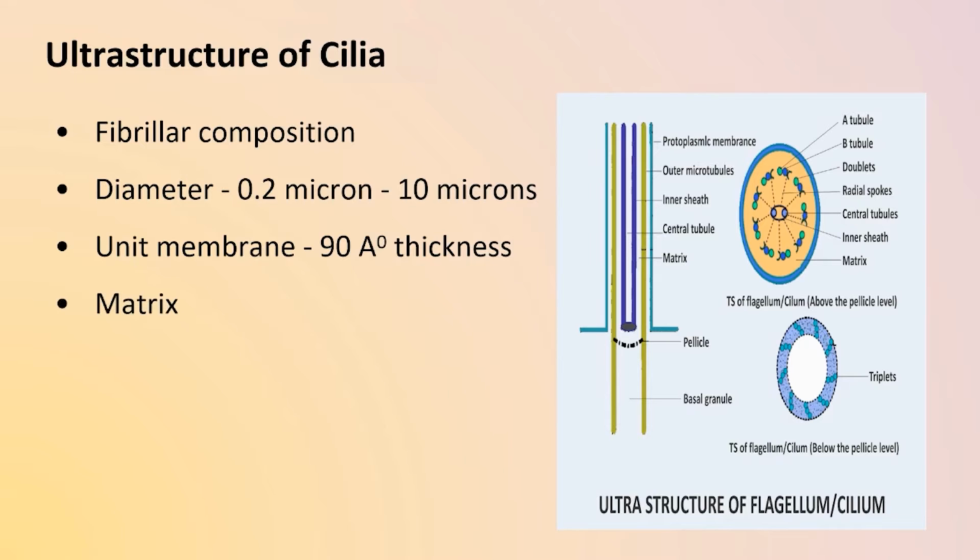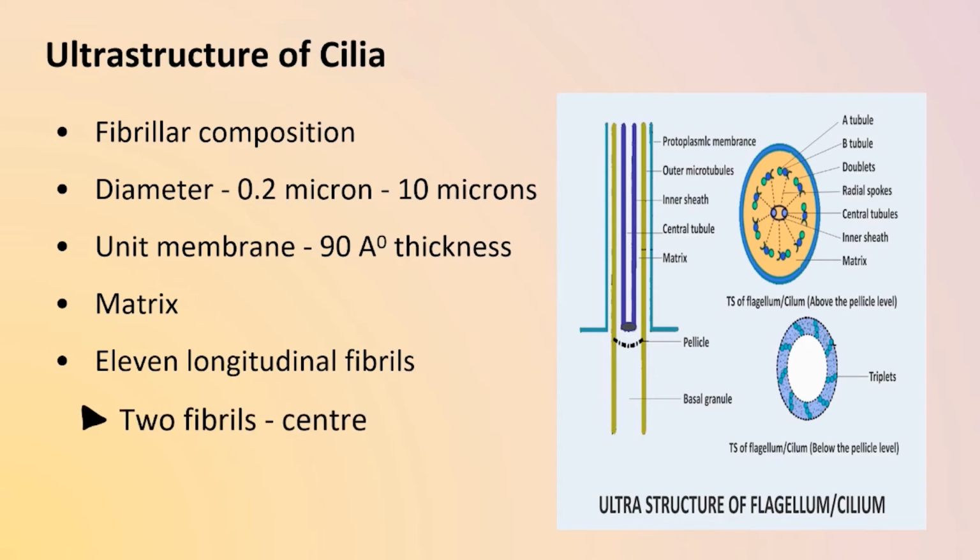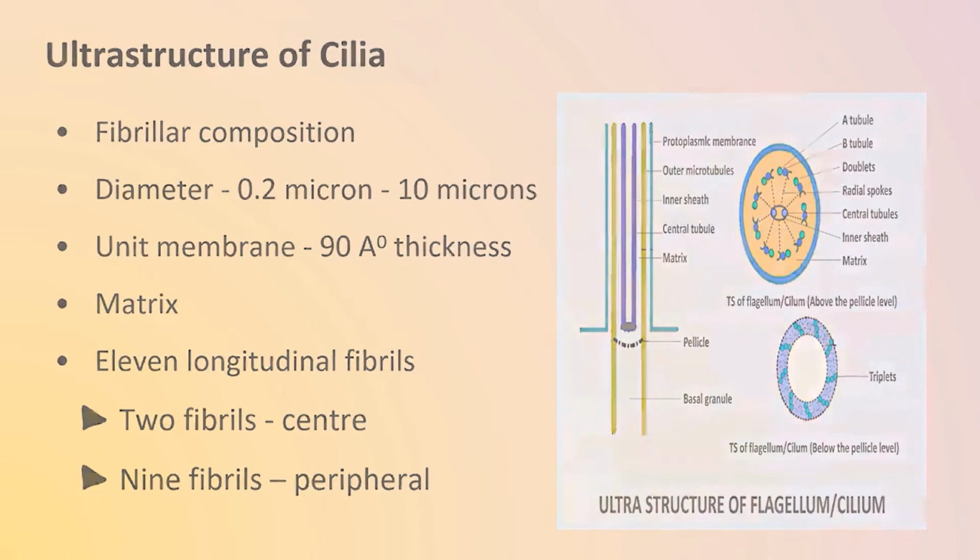The bounded space of the cilium contains a watery substance known as the matrix. In the matrix, there remain embedded 11 longitudinal fibrils or microtubules. Out of the 11 fibrils, 2 are located in the center, while the remaining 9 fibrils are arranged peripherally around the central fibrils. Each of the 9 outer fibrils is 360 angstrom in diameter and composed of 2 subunits of 180 to 250 angstrom diameter.